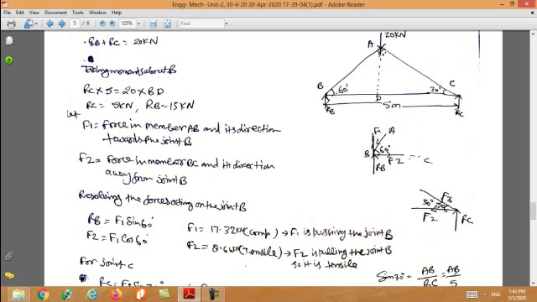It means the direction which you have selected is wrong. Okay, then you will change the direction. So it is selected randomly. There is no rule that it is away from the joint or towards the joint. So it depends on your experience.